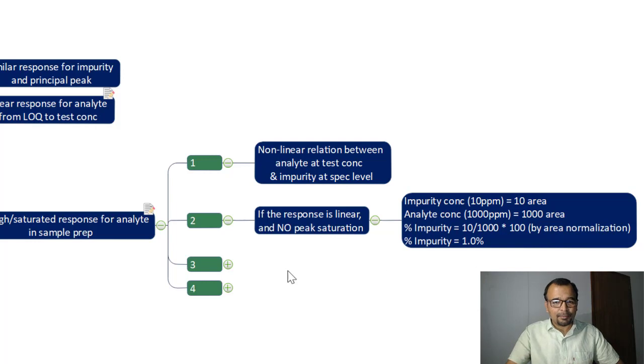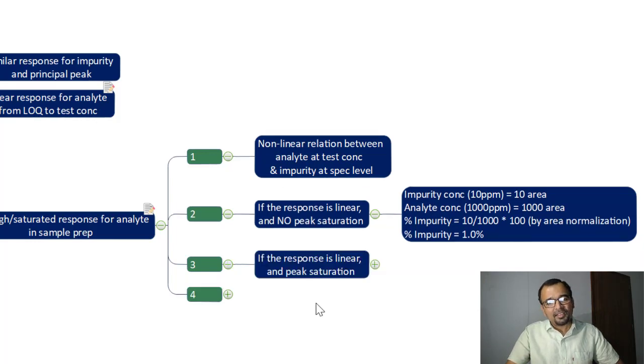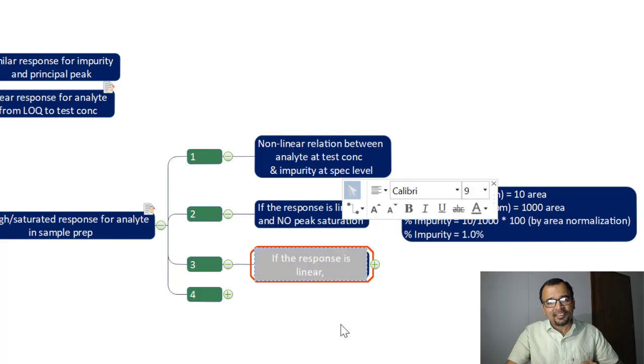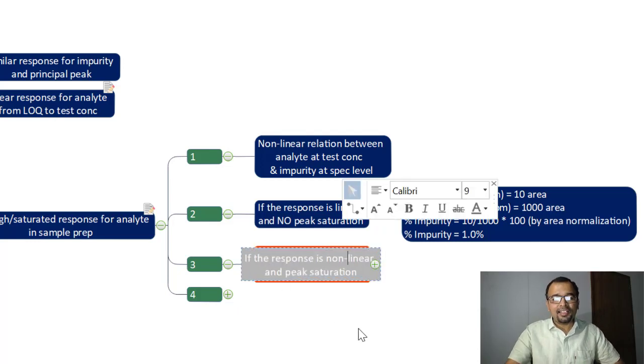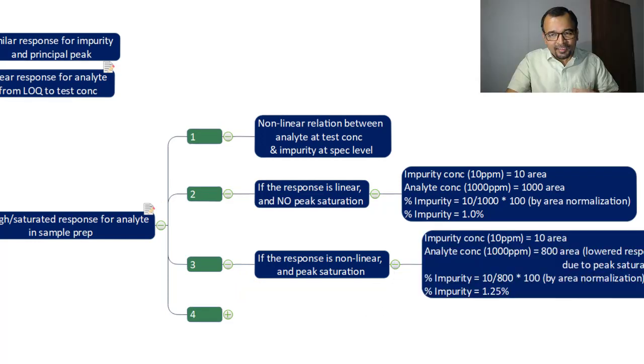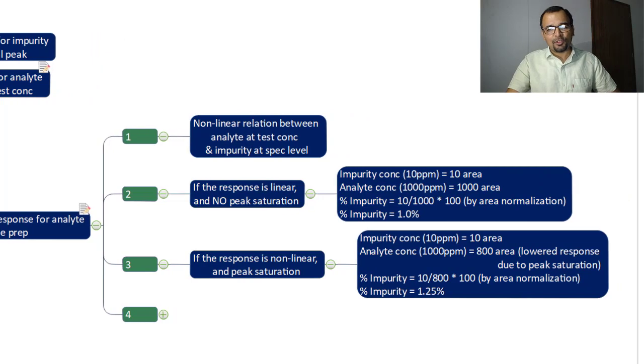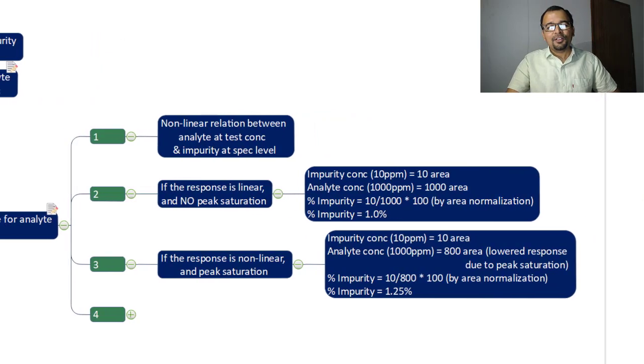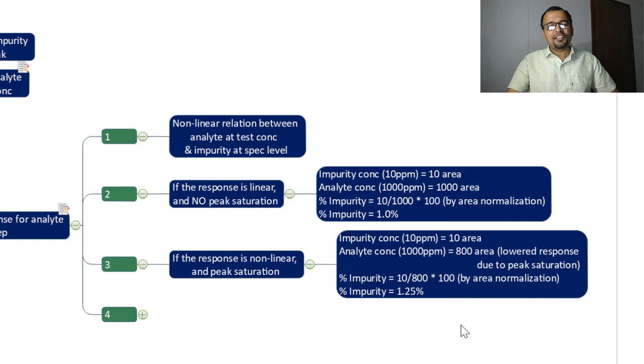Now in case of the same experiment, but if the response is not linear, right? This is the response is non-linear, and if the peak saturation happens, this is the kind of situation you will come across. So the impurity concentration is 10 ppm. Now at the impurity concentration level, at 10 ppm, there will be no peak saturation happening and you will have the linear response. So you will get the 10 area once again.